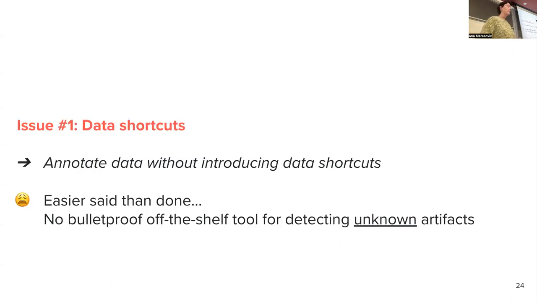Okay, I want to move to the next issue. So this is a good place to stop if you have any questions or any thoughts. How many of you were familiar with data artifacts before this course? Maybe raise of hands for those who were not. Okay, that's pretty substantial, which makes me happy that I'm talking about these things, because I think it's really important to be aware of them.